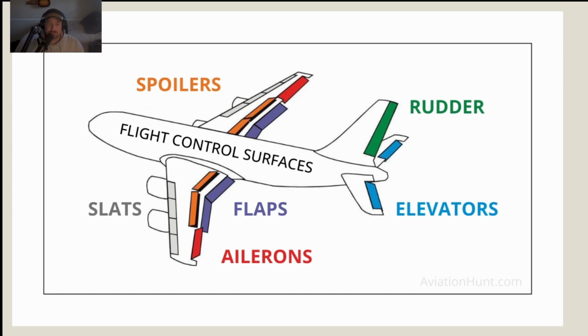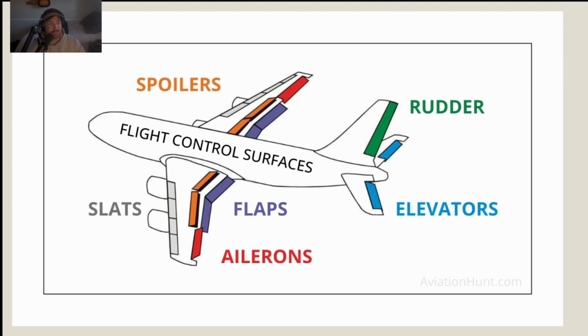And then for spoilers, right? So spoilers, they spoil the airflow above the wing. So on airliners, for example, if you're a little high and you need to descend fast, you usually pull out the spoilers. And what happens is that spoils the airflow on the wing and it decreases the lift, so you're able to descend faster. So there we go. That's basically the fundamentals of flight.